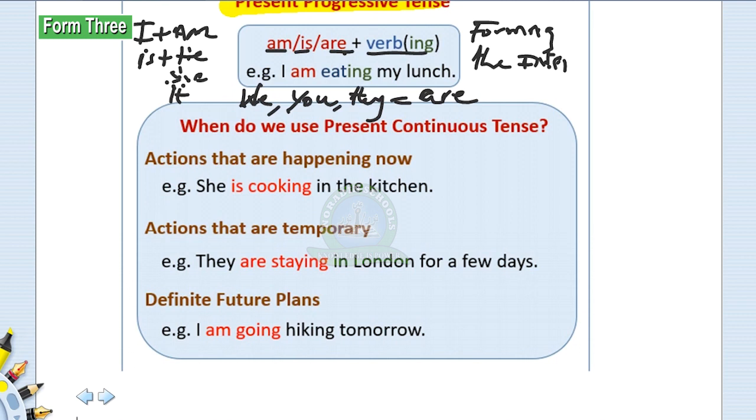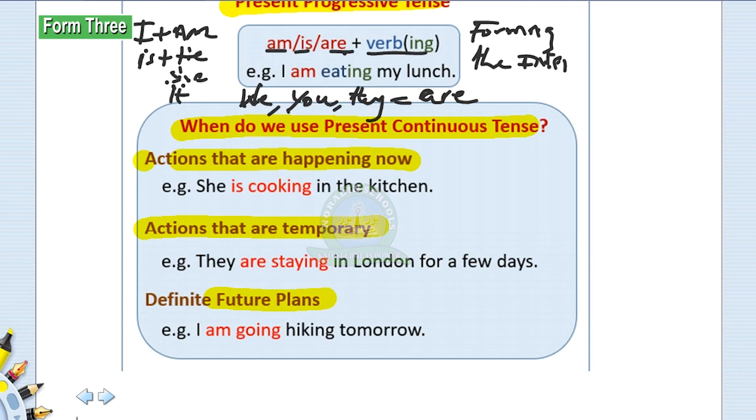When do we use present continuous tense? A very important question. We use present continuous tense for actions that are happening now, actions that are temporary, and finally for future plans. This is the use of present continuous tense.